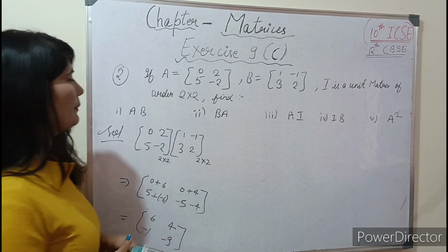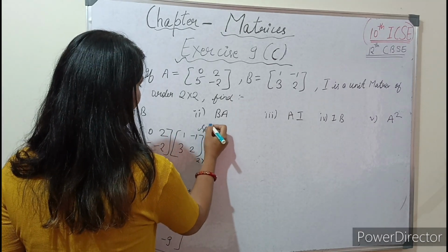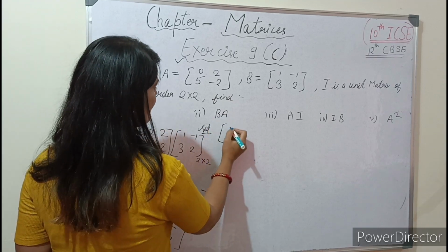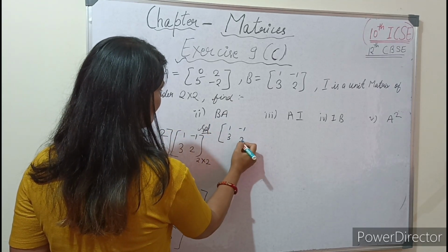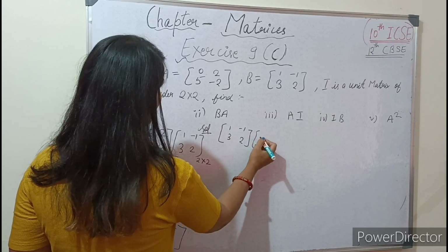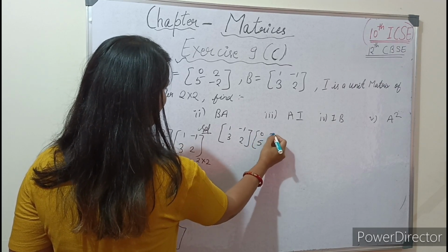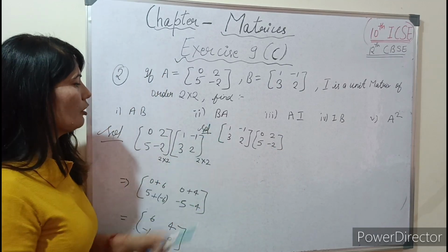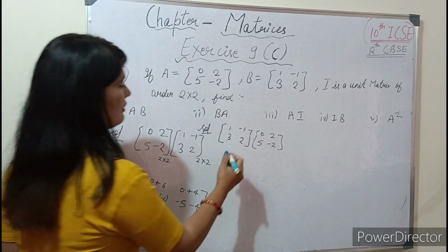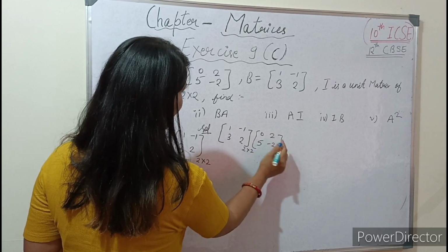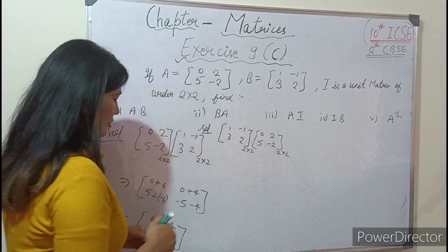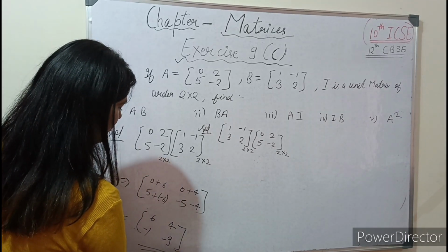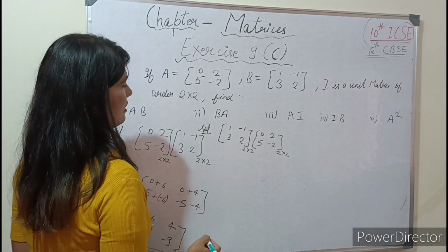Now moving to second part. So here again in second part you have to find the value of BA. So the matrix B is 1, 3, minus 1, 2 and the matrix A is 0, 5, 2 and minus 2. You will see here again this matrix B order is 2 cross 2 and in the similar way matrix A order is 2 cross 2. So finally your answer will be also of the same order 2 cross 2. Right. So now we will start solving it.